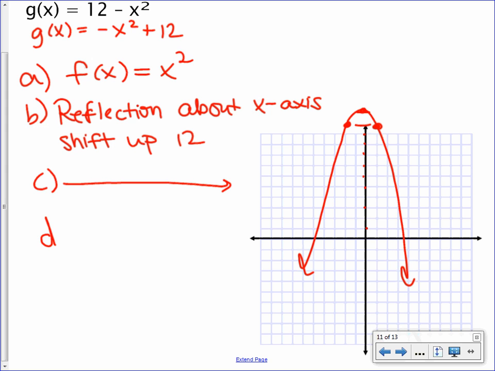Now part D, like in your summer packet, is to write g of x in terms of f of x. So instead of negative x squared plus 12, we're going to write negative f of x plus 12. Instead of the negative x squared, we write it as f of x, since they are one and the same. Is everyone okay with that? Good. It's just like the problems in your summer packet.